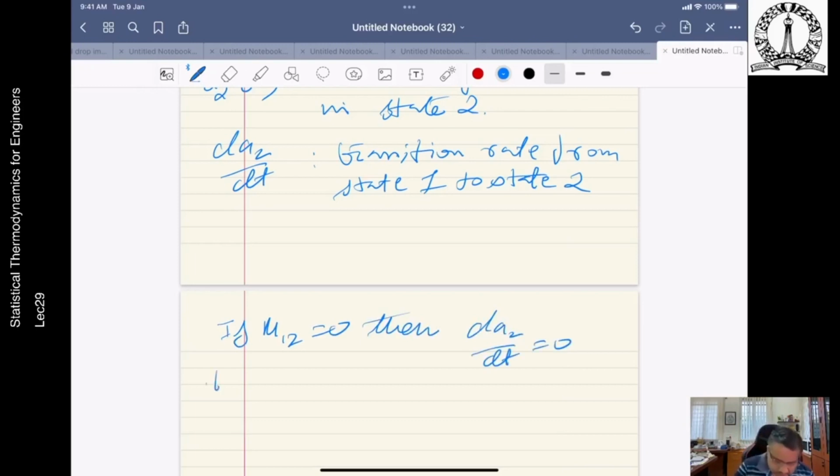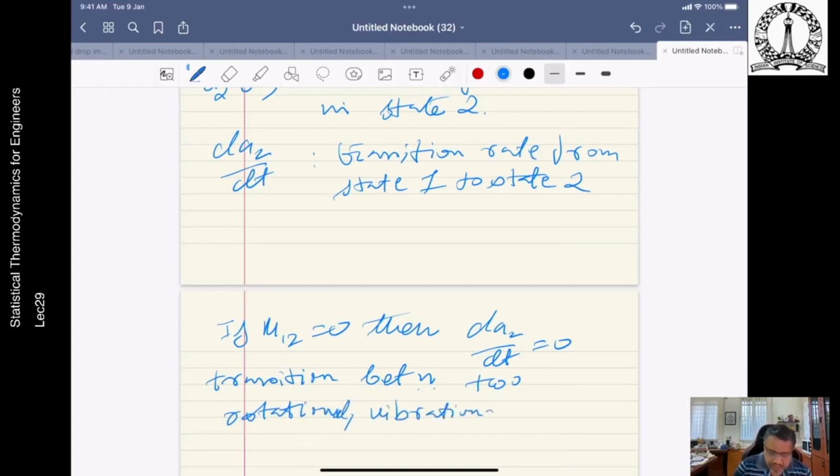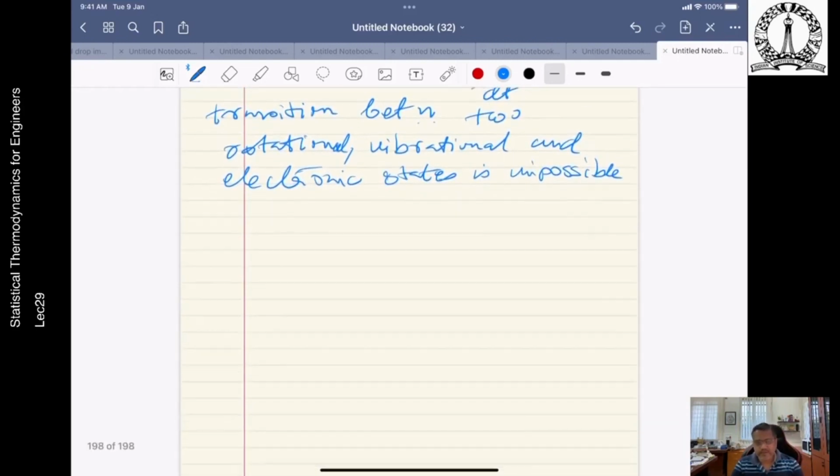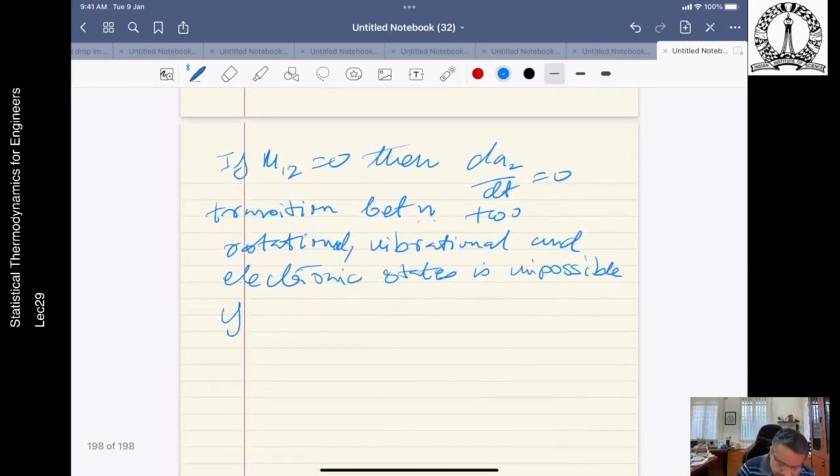That means transition between two rotational, vibrational, and electronic states is impossible if M12 is equal to 0.